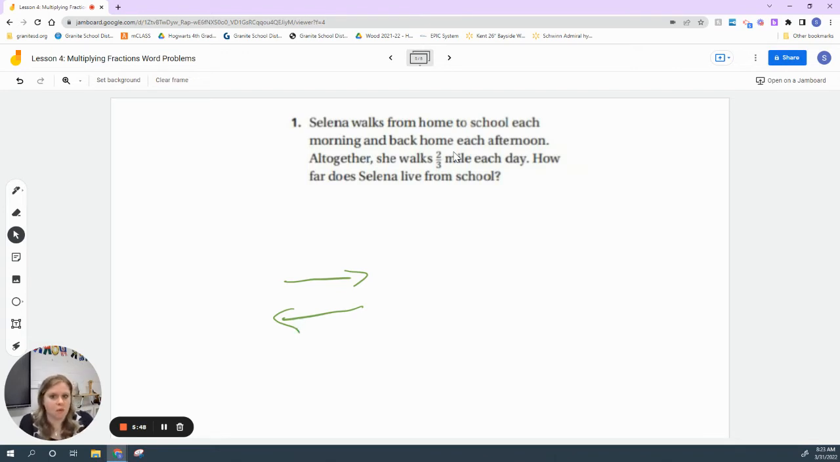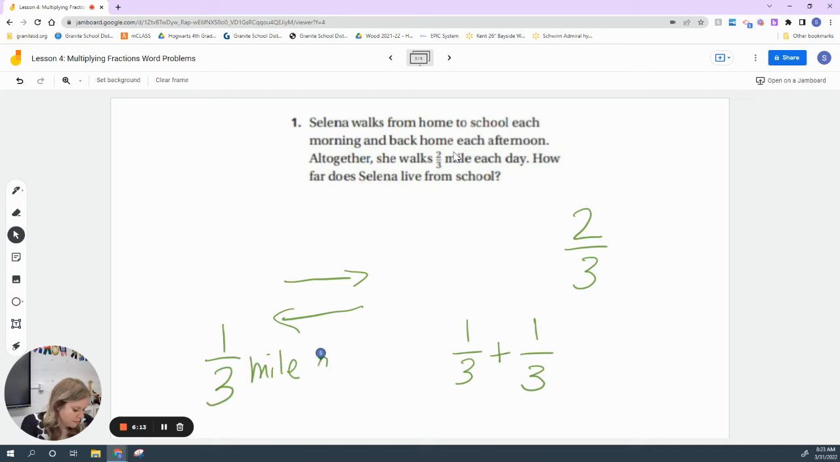So she's going to walk to school, and then she's going to walk home. And it's the same distance, right? Your house doesn't move, or your school doesn't move in the middle of the day. So in total, she walks 2/3 of a mile. So she walks 1 and then 2. So if I have 2/3, I actually have 1/3 plus 1/3, which would mean that she lives 1/3 mile away.